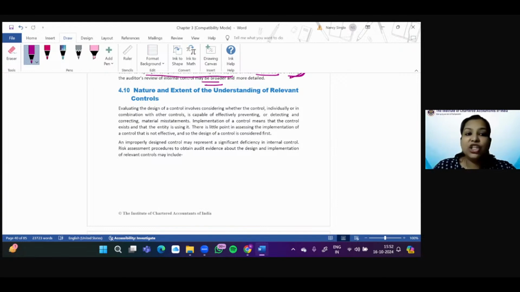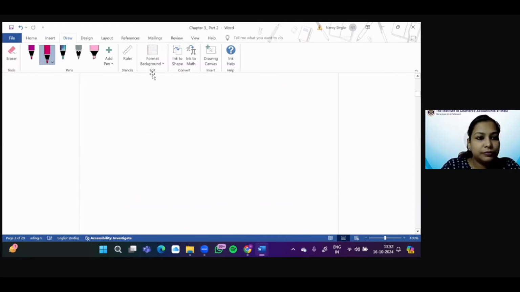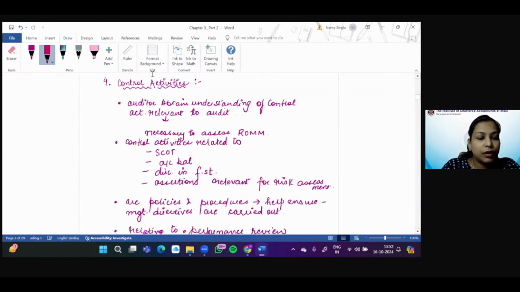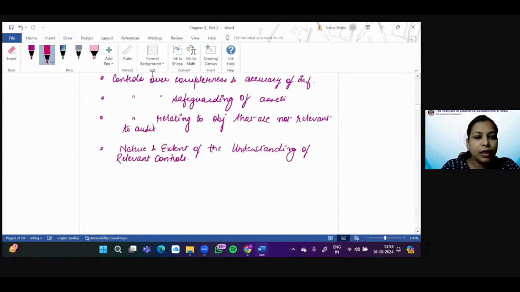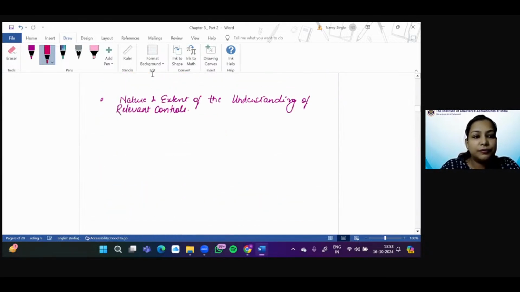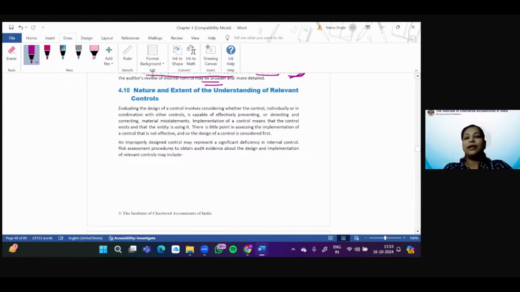Now, nature and extent of understanding of relevant control. So what is the next topic? As students, when we revise, I'll take you through these notes of 4 points. Nature, extent of understanding of relevant controls. Ayushi, Swati, they are also saying, ma'am, it is clear. See, students, nature and extent of understanding of relevant control.